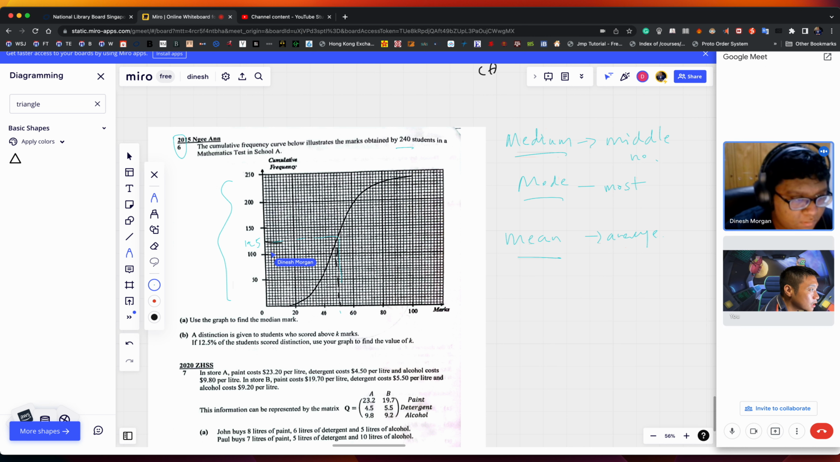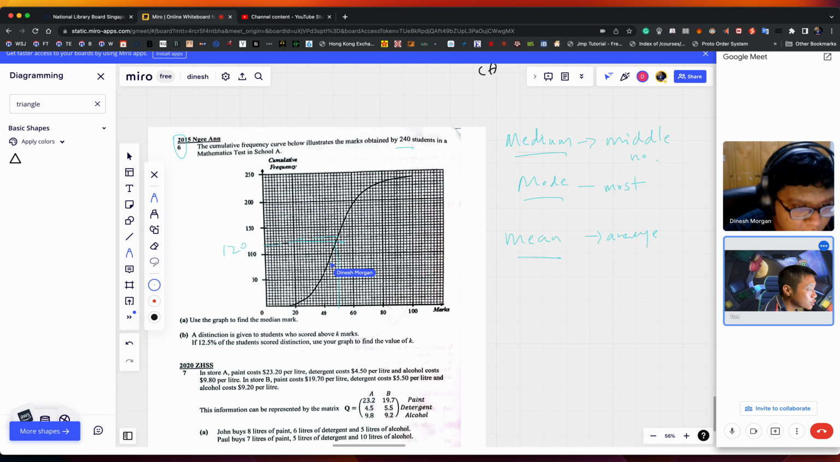Yes. They give you 250, but that doesn't mean you just take half of it. Okay, good. So this is something we need to learn. We almost fell for it already. Actually it's 240, so it's 120. So you just pick your 120, go across here, then come down.